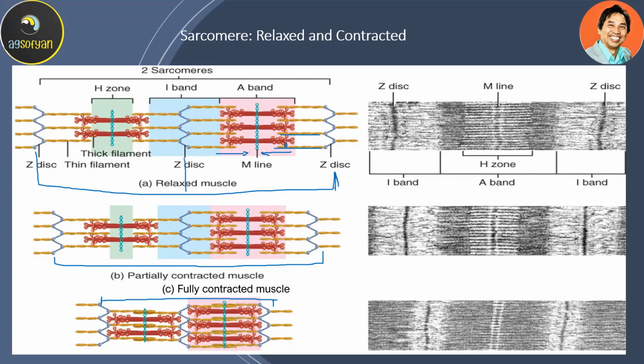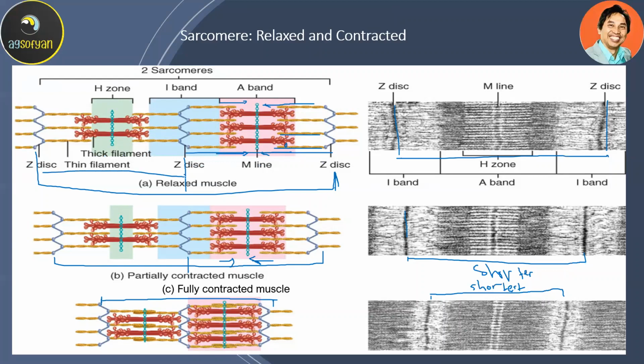Okay, so when it is contracted, then what happens? It becomes shorter. This is under the microscope. This is relaxed, from one Z disc to another Z disc. So we can measure this. It is longer. And this is when it is contracted. So the one sarcomere becomes shorter. When it is fully contracted, it becomes even shorter. This is the shortest distance. Okay, so this is how the sarcomere contracts. Again, the myosin head will pull the actin into the middle. So when it is pulling that, the distance from one Z disc to another Z disc will become shorter.